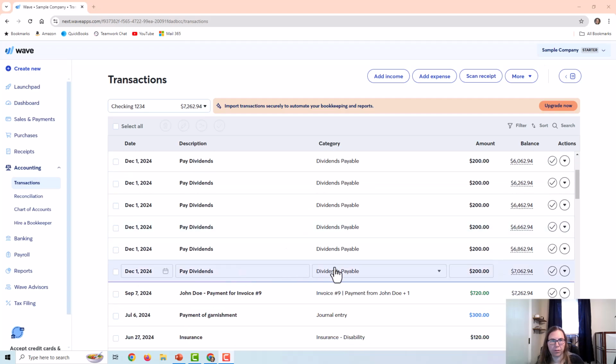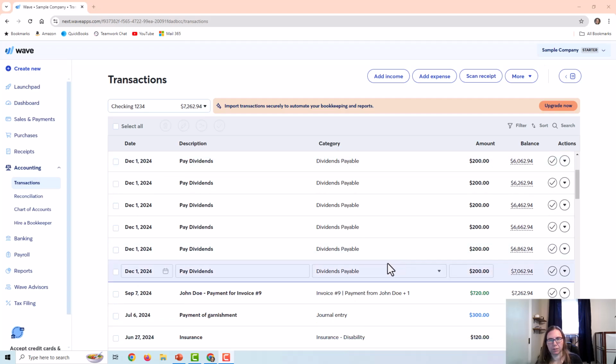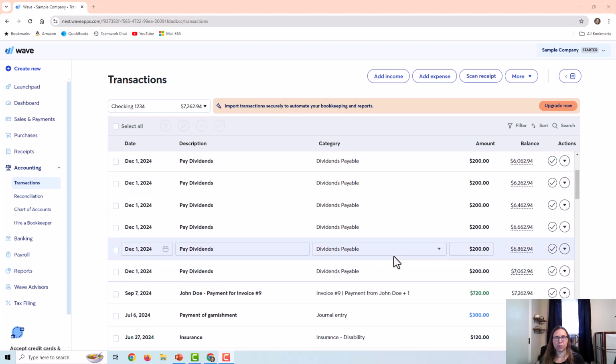Okay, so I entered 10 expenses of $200 and I put the category as dividends payable and I put the date as the payment date. Now, if you have your bank account connected, it may be better to wait till they come in through the bank, through the connected account, and categorize it as they come through. But I went ahead and entered all 10 expenses. So you could have one expense if you're the only shareholder. You could have multiple expenses if you have a lot of shareholders.